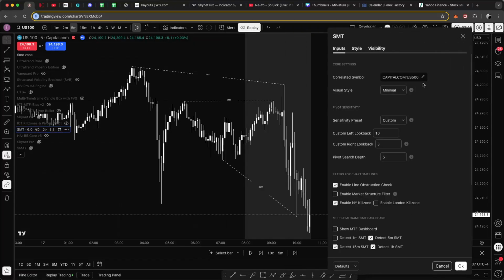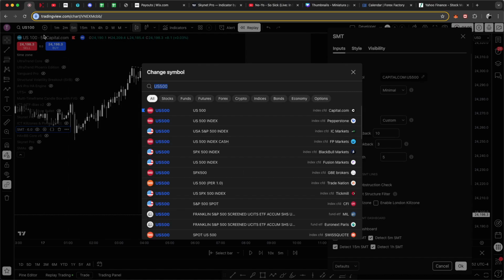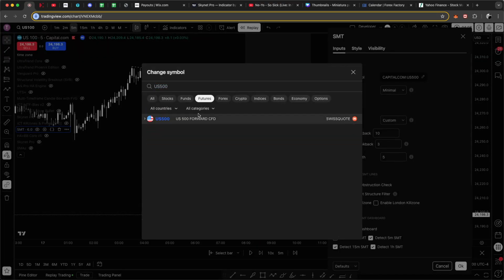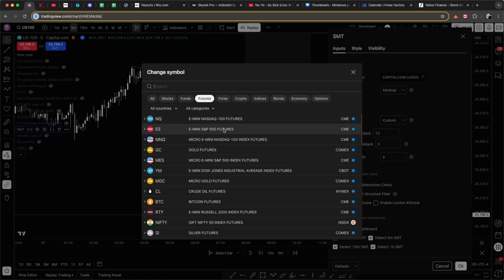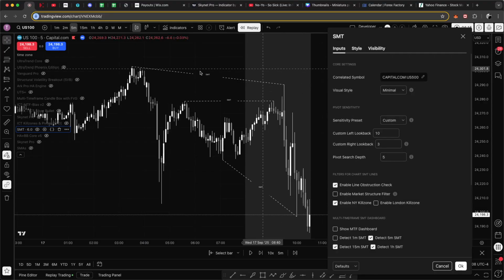As you can see, I have Nasdaq right here, and you have to choose the broker and the pair that you want to follow. So let's say you're trading futures. You have Nasdaq, you're going to have NQ right here on your main chart, and right in here you're going to click on it, then go to futures, and just look for ES. Boom, right there. You click on it, and it will be here. The indicator will already match this correlated pair and look for those SMTs.